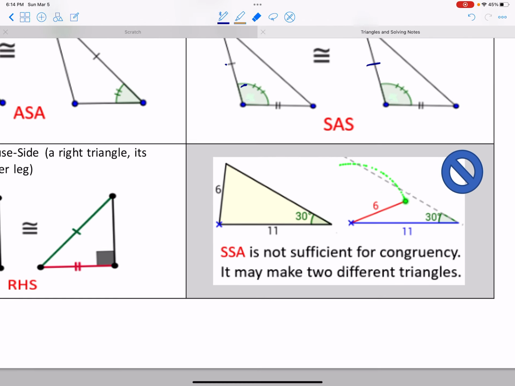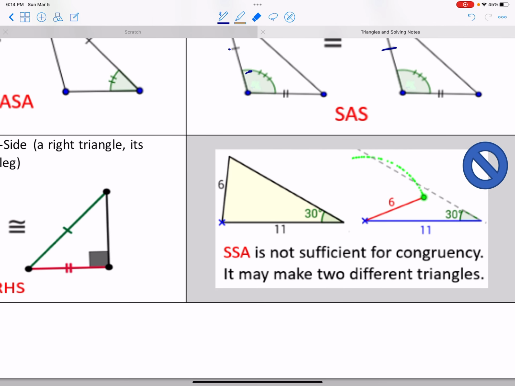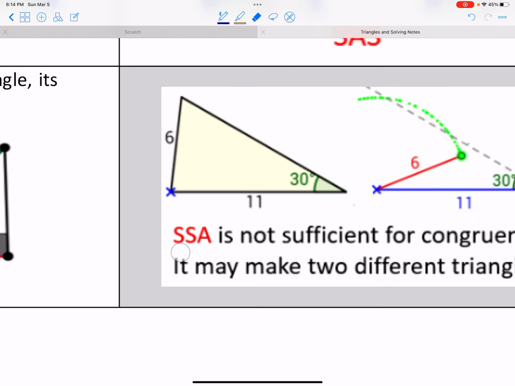Now the last thing I want to show you is commonly mistaken for a congruence theorem, but it is not. Side-side-angle, right? We did all these combinations of sides and angles up here. Another combination, side-side-angle, does not work. We do not have a congruence theorem that says if we have 2 sides and an angle that's not included, that the 2 triangles have to be congruent.